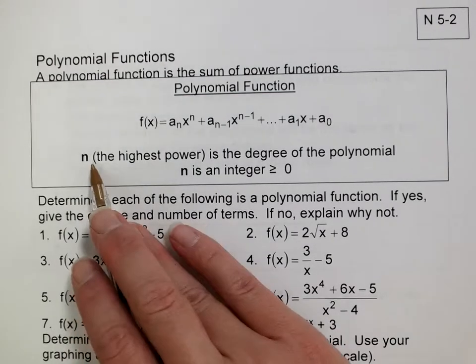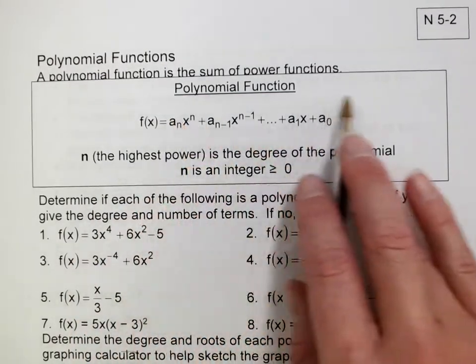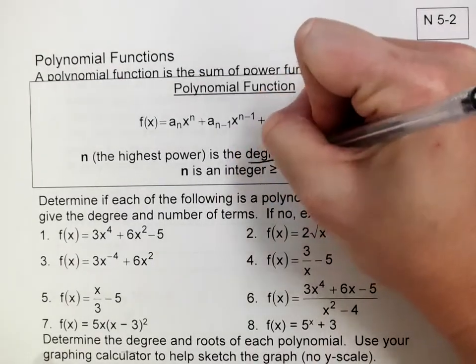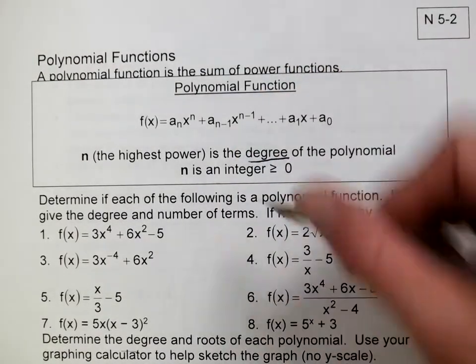n is the highest power in this. Okay, so this one's in standard form where it's actually in order. Sometimes they're not. n is the biggest exponent, the highest exponent. That's considered the degree of the polynomial. Okay, notice that n is an integer.